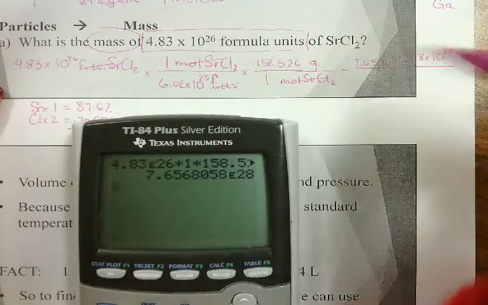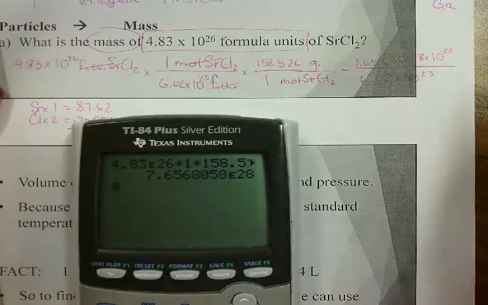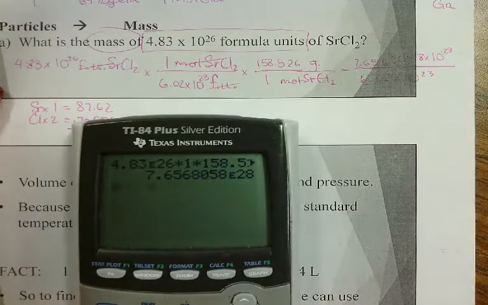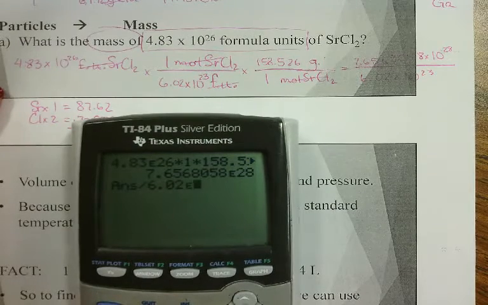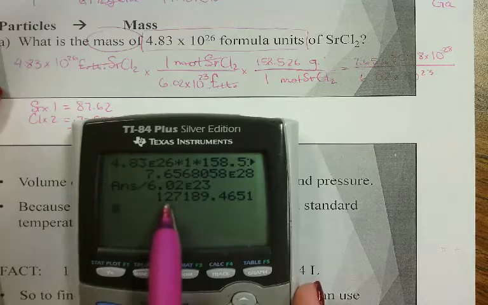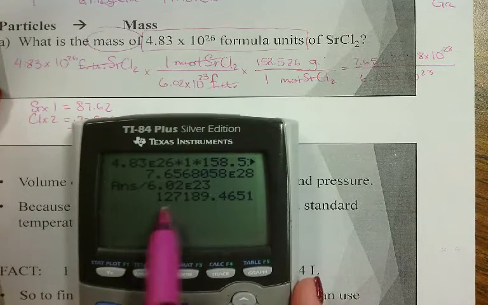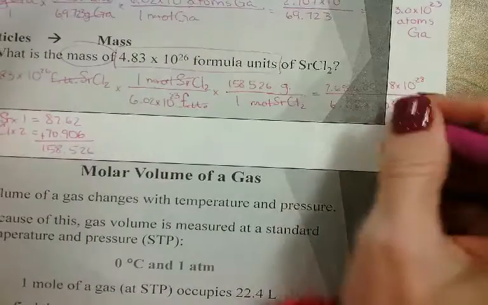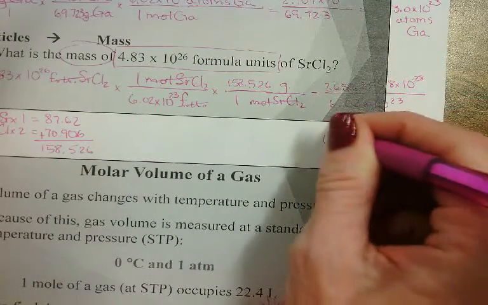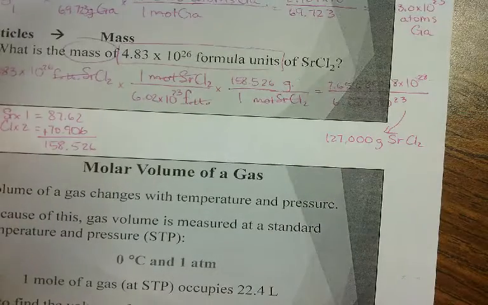Divided by whatever's in the denominator, which is just Avogadro's number. So I divide the denominator into the numerator, and I get, ooh, a big number. That's a lot of mass. Okay, how many sig figs can I have in my final answer? 1, 2, 3. So that 1 does not cause that 7 to round up, so I round it down to 127,000. So my answer, I'm going to put it down here: 127,000 grams strontium chloride.